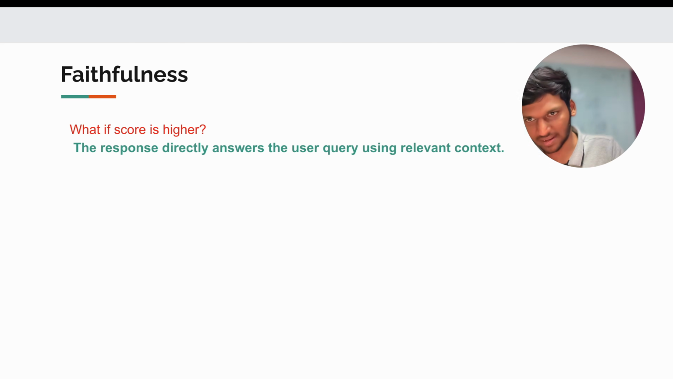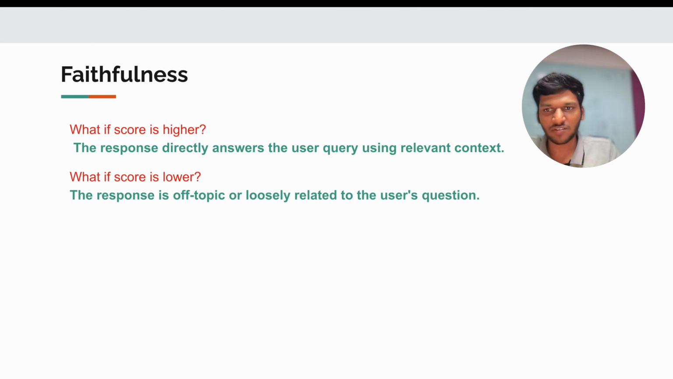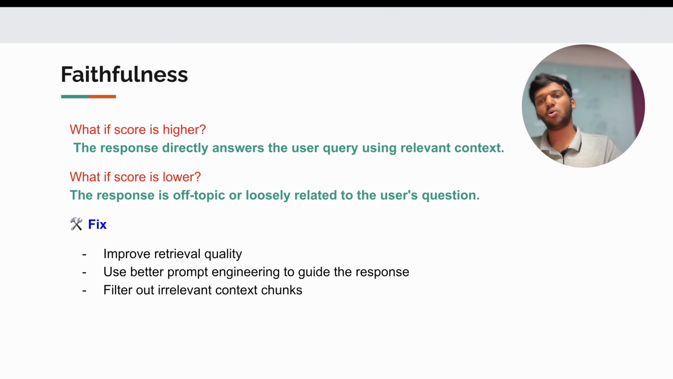What if the score is higher? The response directly answers the user query using relevant context. What if the score is lower? The response is off topic or loosely related to the user question. If it is higher, then the context or the query is very relevant and the response generated is also very relevant. If the score is lower, it is going off topic or it is not addressing the user query. So if it is lower, then the fixes are: improve retrieval quality, which comes on the retrieval side, better prompt engineering guide, and filter out irrelevant context from the chunks, which we can know from the context recall.